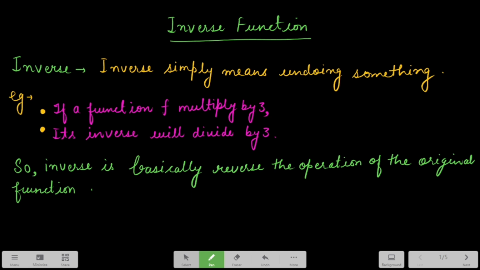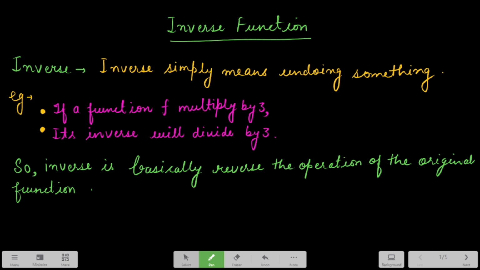We are going to learn a very important concept, inverse function. By the end of this video, you will understand what an inverse function is, how to find an inverse, and how to verify an inverse. So let's see inverse.